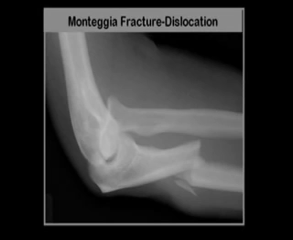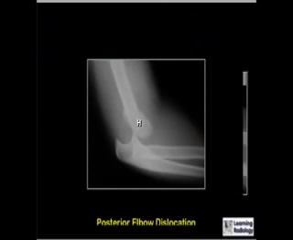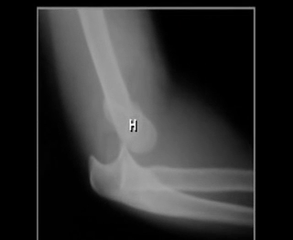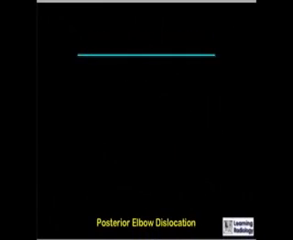This is an example of a combination fracture dislocation, a fracture of the ulna with shortening, and dislocation of the radial head, which is called a Monteggia fracture dislocation. Here's another example in which the radius and ulna are dislocated posteriorly relative to the distal humerus, labeled H.